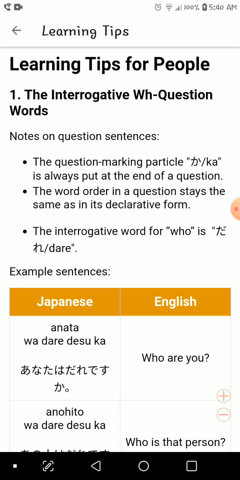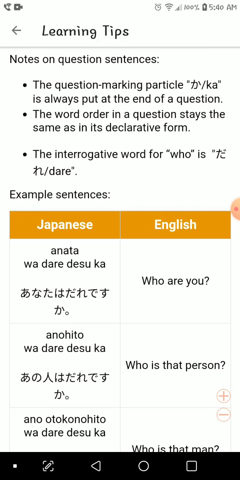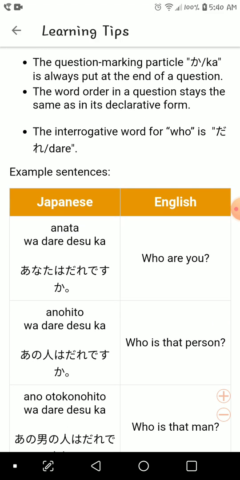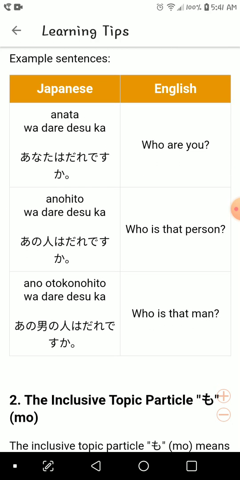The interrogative word for who is dare. Anata wa dare desu ka? Who are you? Ano hito wa dare desu ka? Who's that person? Ano otoko no hito wa dare desu ka? Who's that man?